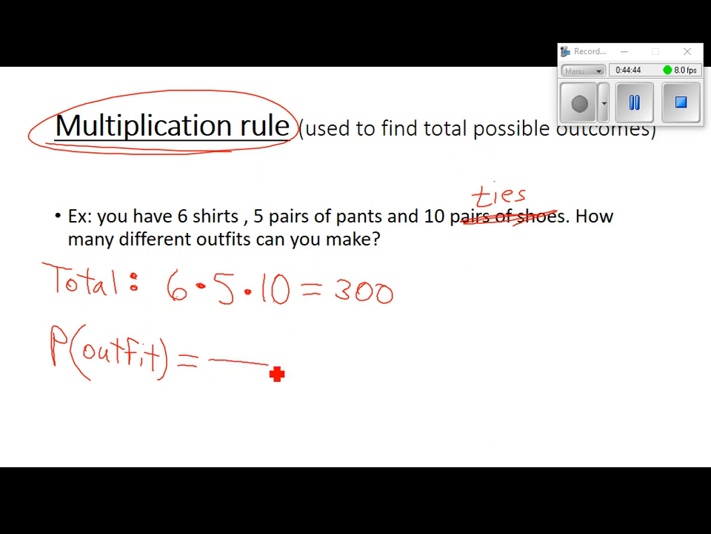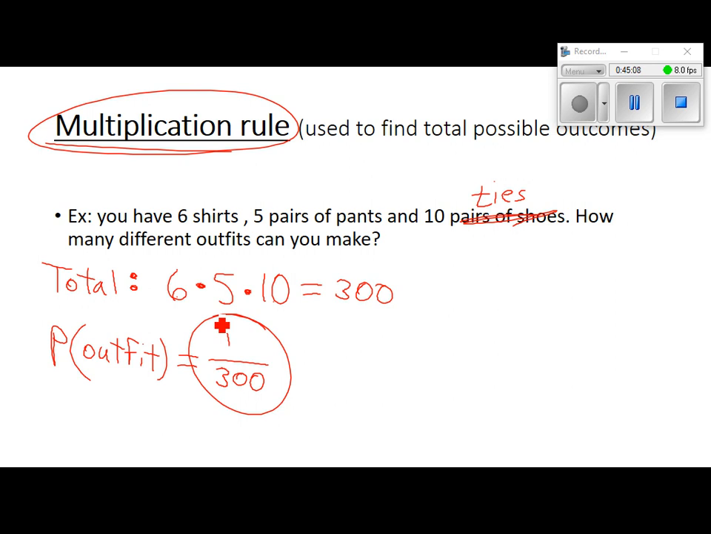You just add them. What's the bottom number? How many total outfits do I have to choose from? 300. How many different ways could I make this exact outfit? This is one outfit, one way. So what's the probability that I picked out this exact outfit? 1 out of 300.